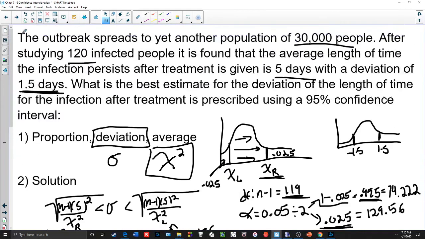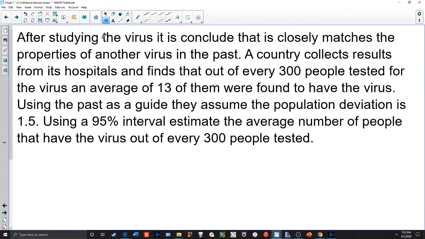So last one here, just to make sure we get this one down. We have studying the virus in the past. A country collects the results from its hospitals and finds out that for every 300 people tested, an average of 13 of them were found to have the virus. Using the past as a guide, they assume that the population deviation is 1.5. Using a 95% interval, estimate the average number of people that have the virus.